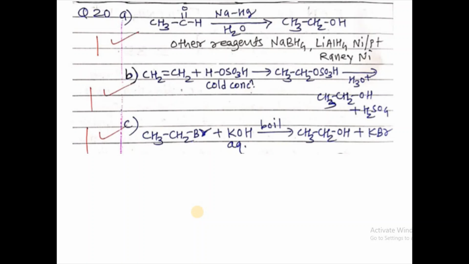Balanced reaction contains 1 mark each. Then question number 20. How is ethanol prepared from the following compounds?